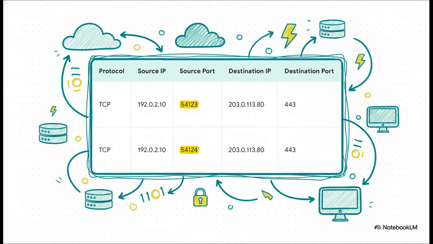Look at the table here. Even though the destination is identical, the OS gives each connection its own source port, 54.123 for one, 54.124 for the other. That little difference is what makes each connection totally unique.